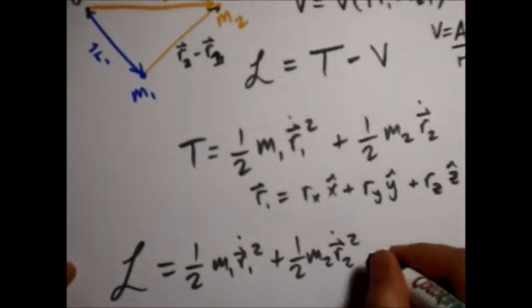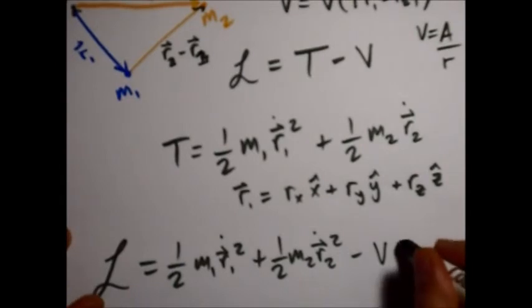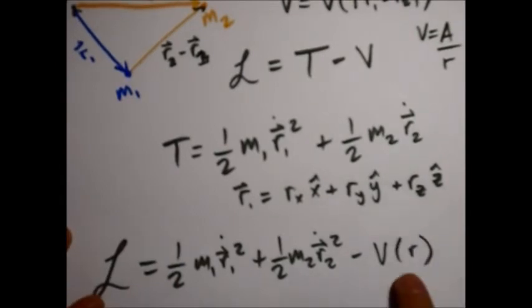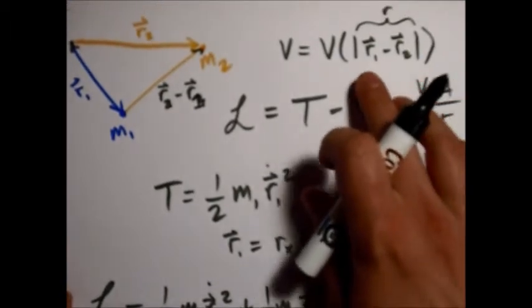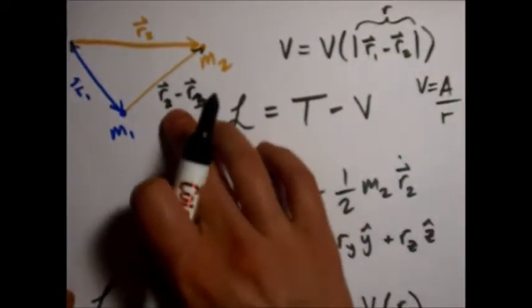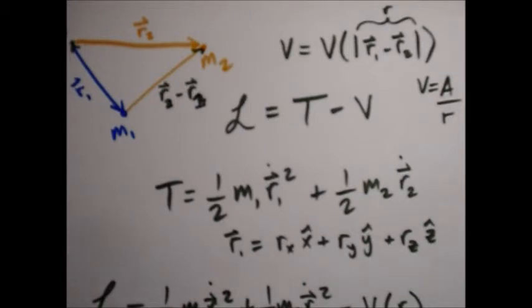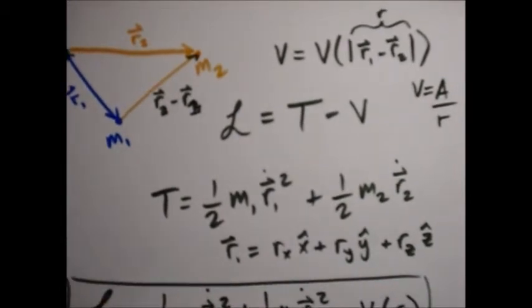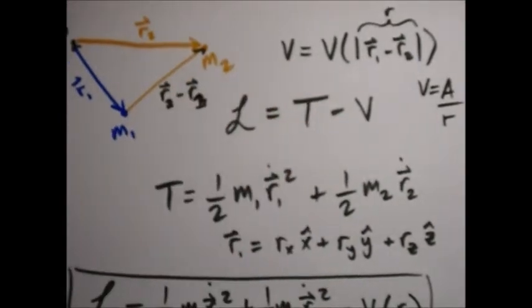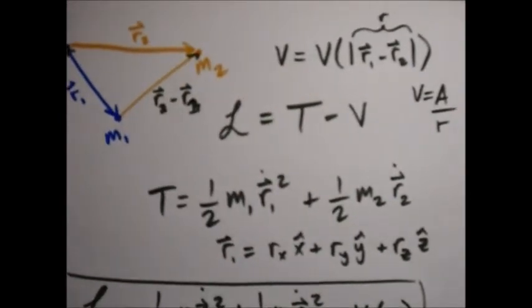And minus this V. I'm just going to write the little r, which is equal to the magnitude of this vector, just like we talked about. So here's the Lagrangian, written in general for these two particles in 3 dimensions, with a central force between them.